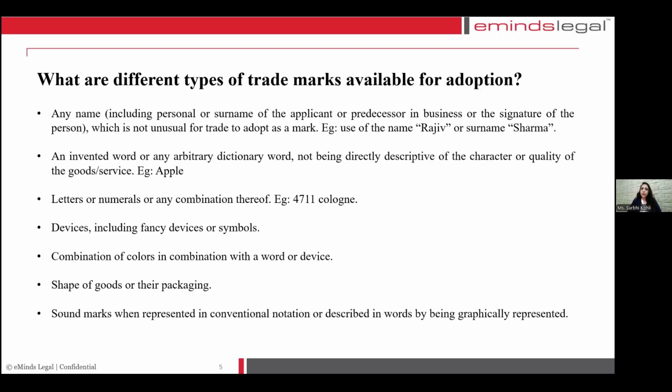What are the different types of trademarks available for adoption? So it can be any name, including personal or surname of the applicant or predecessor in business, or the signature of the person, which is not unusual for trade to adopt as a mark.